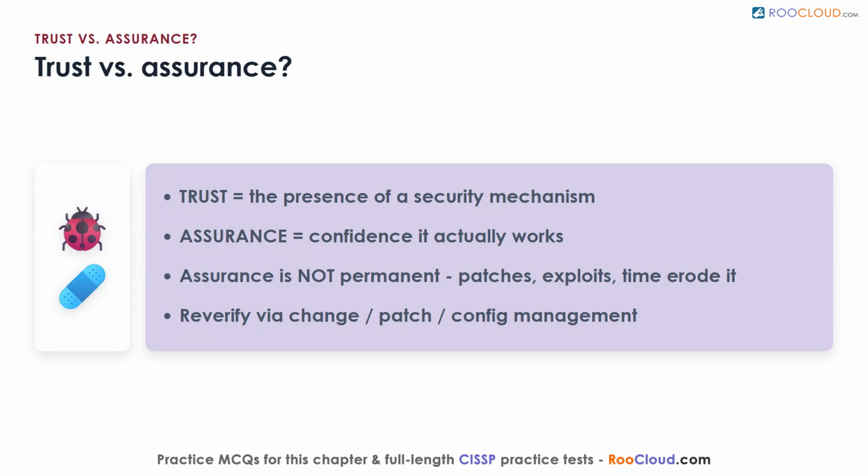Here is the key point. Assurance is not permanent. Any significant change, a vendor patch, a fresh exploit, or simply the passage of time can erode it, so it must be continually re-verified. That is why change, patch, and configuration management matter so much. Think of a car. Trust is that it has brakes and airbags. Assurance is the inspection that proves they still work today.